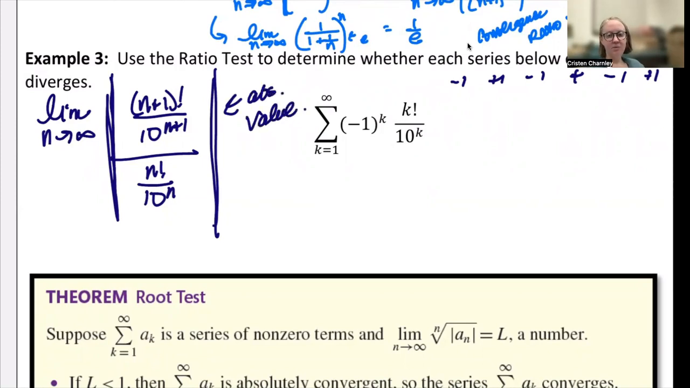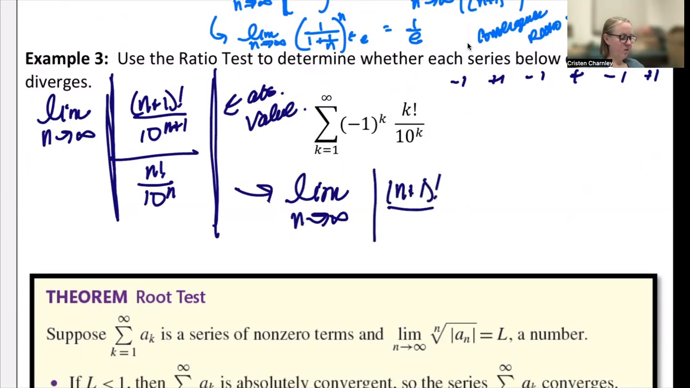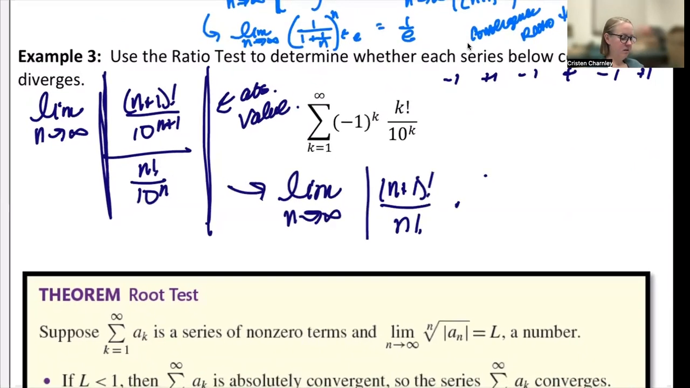So you know about absolute value. When we talk about absolute value, we talk about the positive value of it. Distance from 0, distance is measured in a positive way. So I don't have to include the alternating piece. This will become the limit as n approaches infinity, (n plus 1) factorial over n factorial, 10 to the n over 10 to the n plus 1. And then we have some simplifying to do.